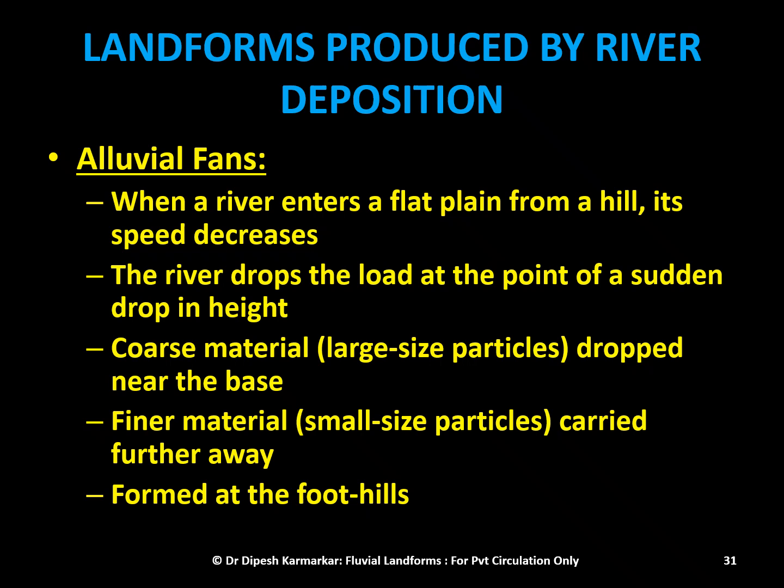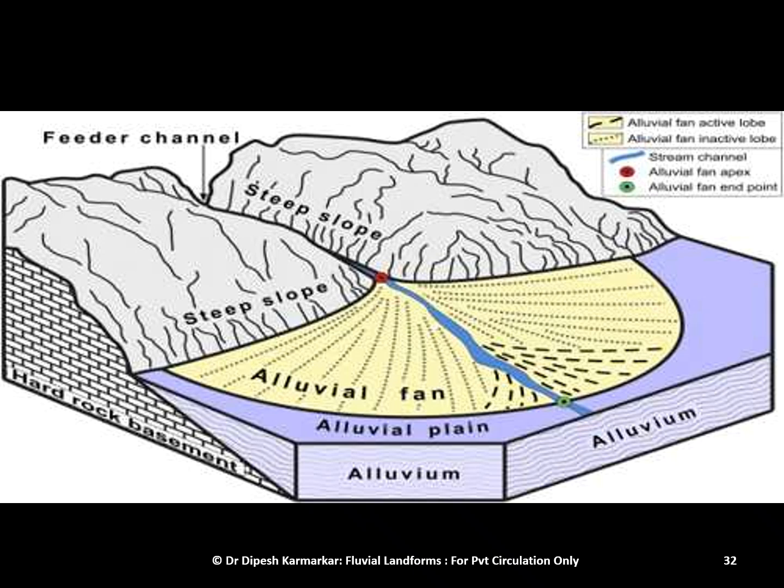When a river leaves the hills and enters a flat plain, its velocity drops suddenly. Coarser material is dropped near the base of the hills, while finer material is carried further away, building a fan-shaped deposit at the foothills. This diagram shows the fan-shaped deposit typical of an alluvial fan. See how the river suddenly changes elevation. It comes from a steeper gradient to the flat plain, and that is what leads to the making of such fans.